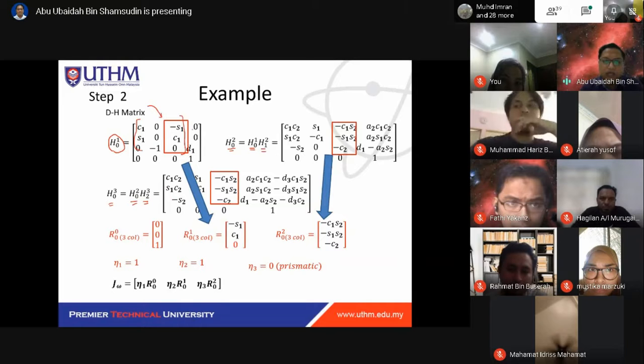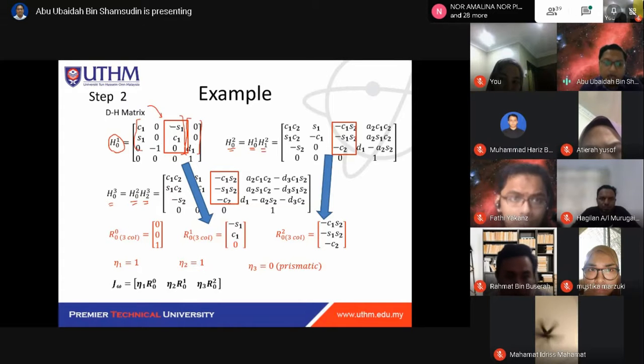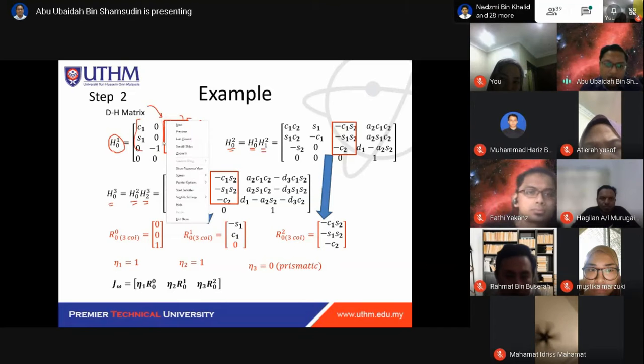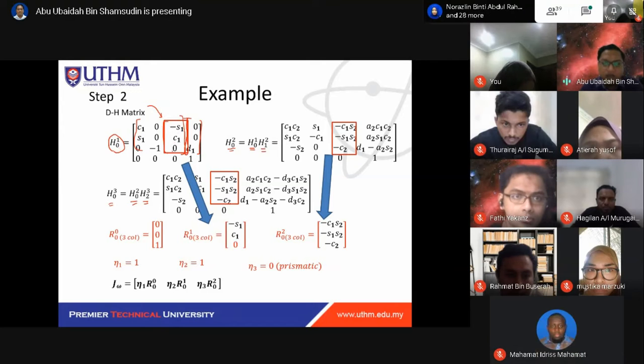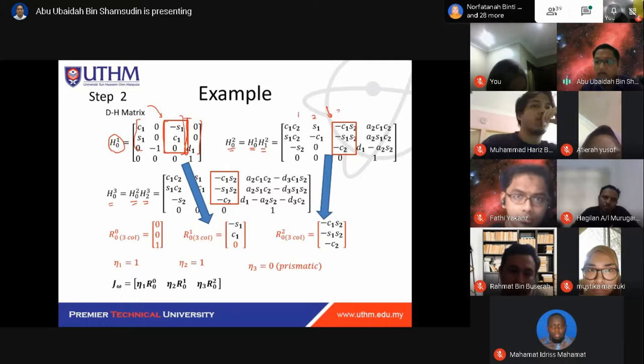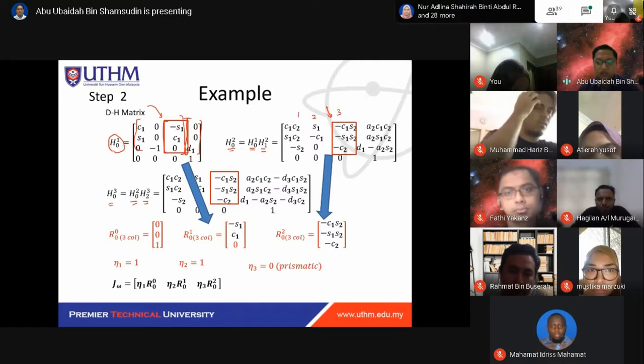So this is the position. Ingat tak kita belajar? This is the position, this is x, y, z. We want to get the third column only. The third column. So this part. Okay. So the third column for H01 is negative sine 1, cos 1, 0. The third column for H02 is this one. This is 1, 2, 3. So negative cos 1 sine 2, negative sine 1 sine 2, negative cos 2.